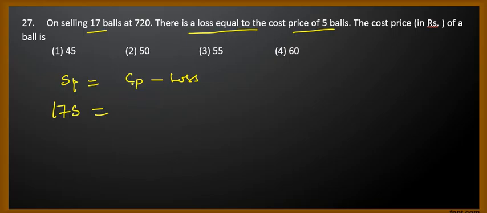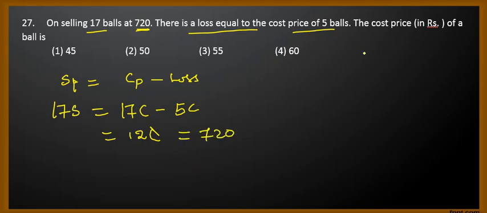Assume the cost price of each ball will be C, then the cost price of 17 balls will become 17C. In the whole transaction, what did he get? He got a loss, which is equal to the cost price of 5 balls. So minus 5C, that equals 12C. It means the selling price of 17 balls equals the cost price of 12 balls. But 17 balls sold for how much? 720. So 12C equals 720.